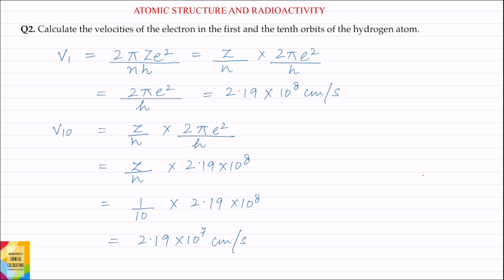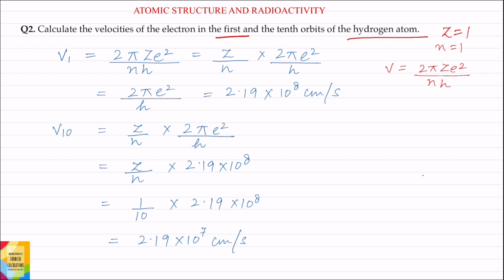Question 2. Calculate the velocities of the electron in the first and the 10th orbits of the hydrogen atom. Since this is hydrogen atom, the atomic number is equal to 1. For the first orbit, value of n will be equal to 1. Velocity का formula होता है 2 pi ze square divided by nh.